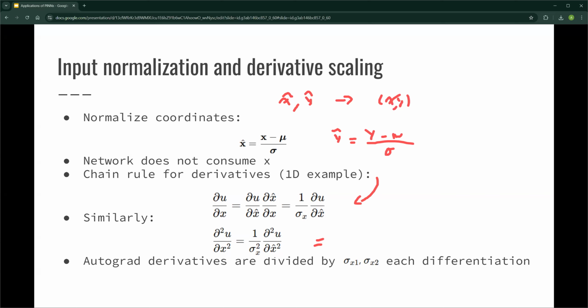This happens to both x and y, and these scaling factors are essential so that the residual corresponds to the physical partial differential equation. And we have autograd derivatives divided by this for each differentiation step. Depending on the type of PDE, this can be pretty expensive, but this is why it's very important to optimize our neural networks efficiently, and to know what kind of data we're utilizing for training and testing, right?